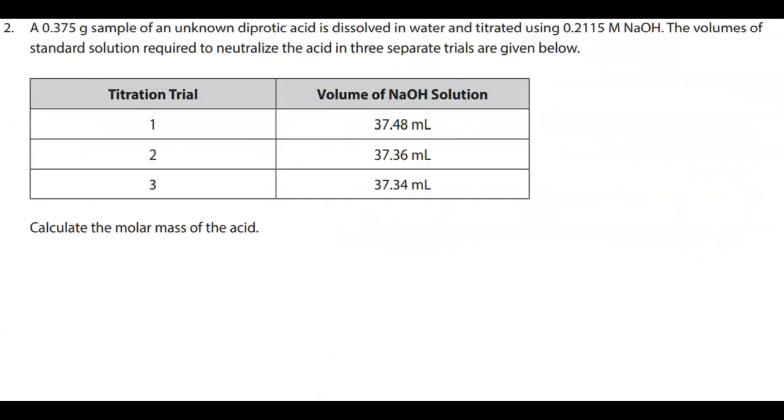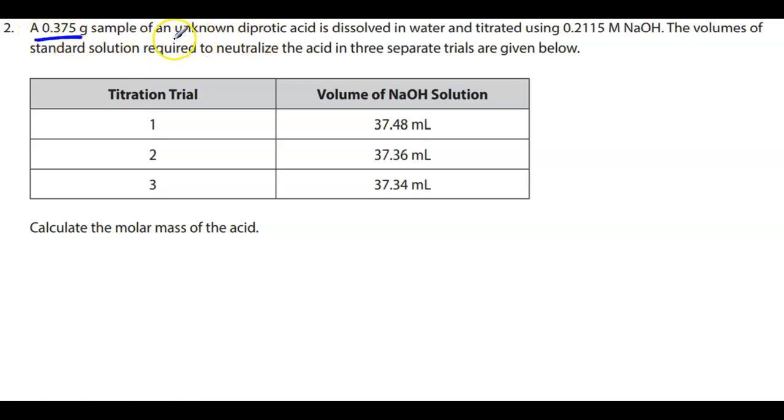Okay, so let's take a look at another one. Similar, the only difference here is instead of them giving us the volume that was used, this is the very same thing that we've seen before, where they're going to give us the data trials, right? So we have the mass.